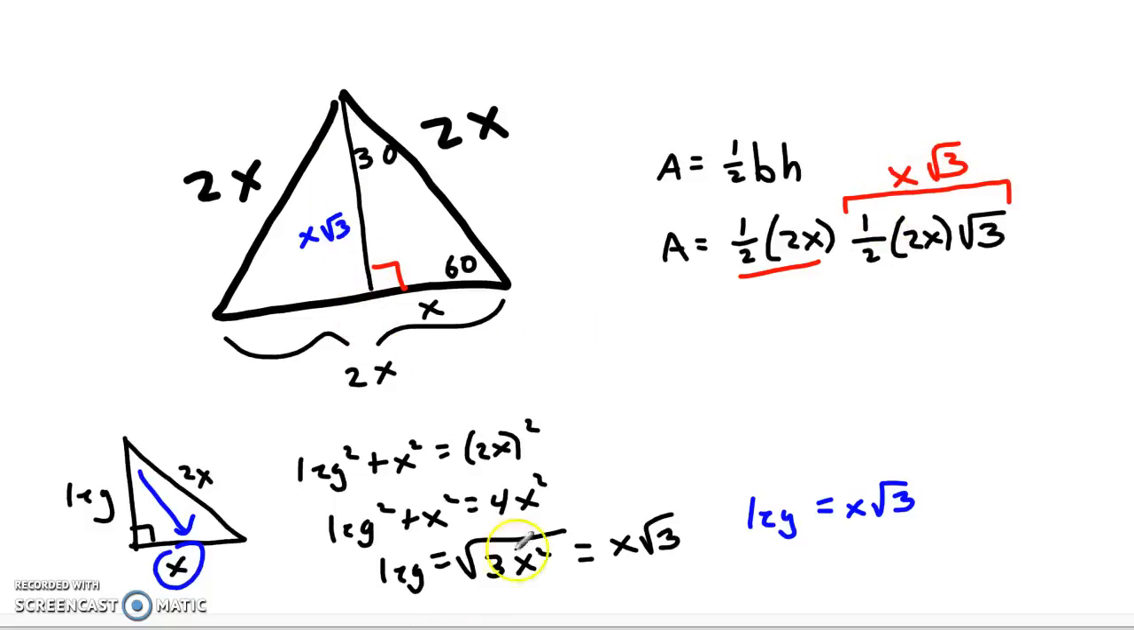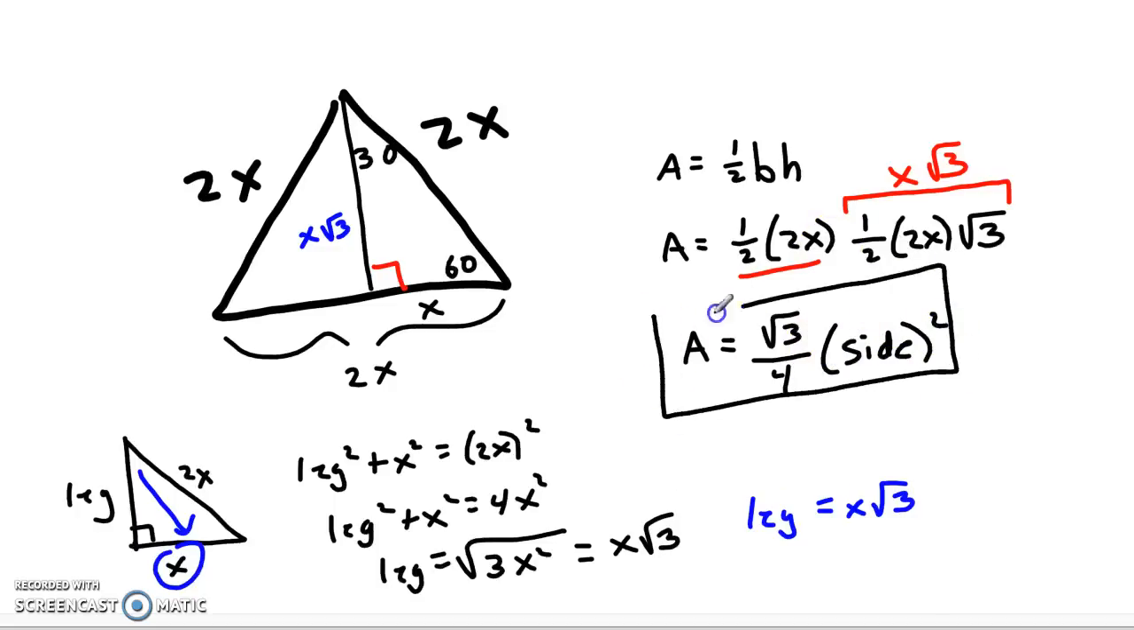And if you pull all of this stuff together, what you get is that the area of an equilateral triangle is 1/2 times 1/2 times radical 3, which is to say radical 3 over 4 times, remember 2x is the side of the triangle, so times the side squared. And this is going to work for every equilateral triangle.